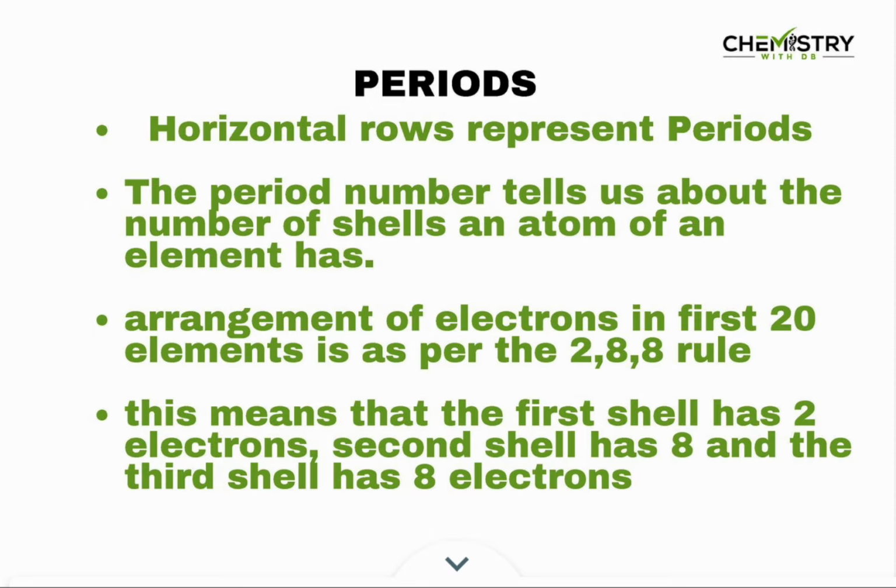Now coming to the periods, the horizontal rows represent periods and the period number tells us how many shells that particular atom is going to have. Arrangement of electrons happens as per the 2, 8, 8 rule. That means the first shell will have only 2 electrons, second shell will have 8 electrons, and the third shell will have 8 electrons. So this is how, broadly, the electron structure is going to be.